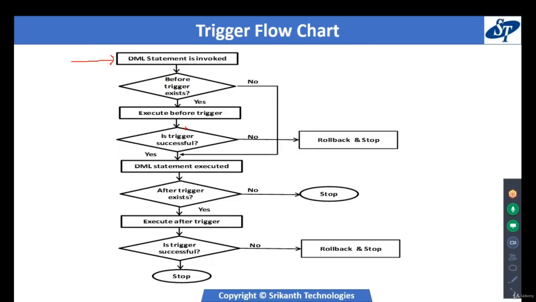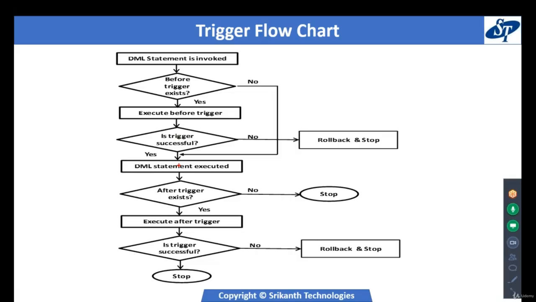before the command is executed, Oracle checks whether any before trigger is existing. If no, it'll straight away go and execute the statement. But if the trigger is present, the trigger is executed. But at the end of the trigger, it checks whether the trigger is successful. What do you mean by that? Well, trigger is successful if the block is successful.